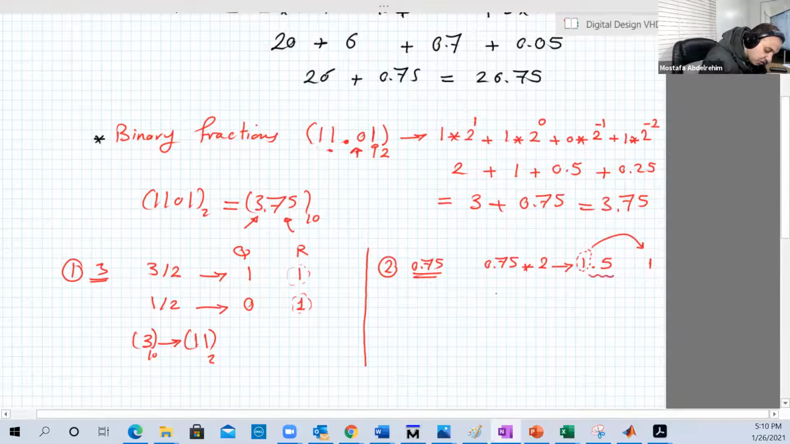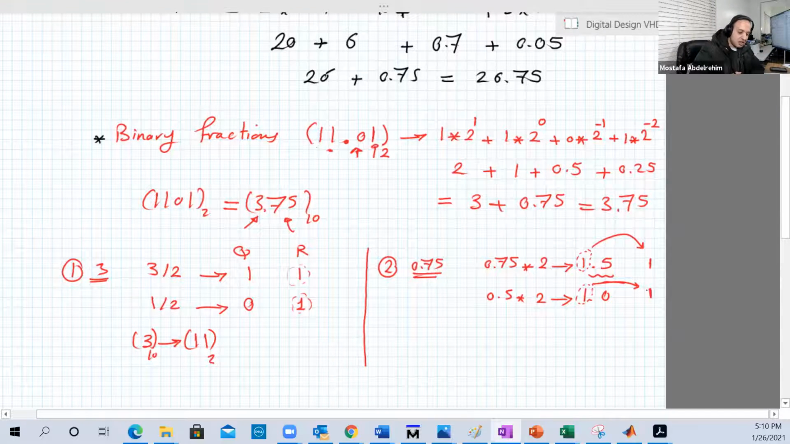So we now take the 0.5 and multiply it by 2. And this will give us just 1, which is written as 1.0. This is important here, because this one will be in the conversion as well. And now since we reached 0, we stop. So what is now the fractional part? The conversion is here.